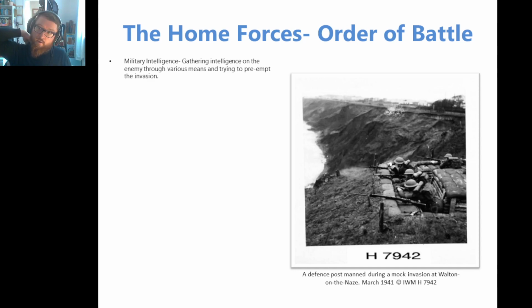So I'm currently researching the units deployed to East Yorkshire to defend that part of the country. And one of the things that popped up in one of the war diaries I'm reading through, I think it was the 2nd Division war diary, are frequent intelligence reports. And this has completely come out of the blue for me.